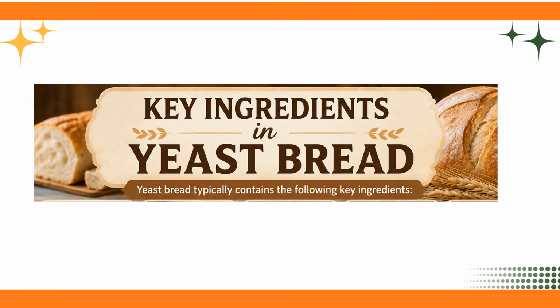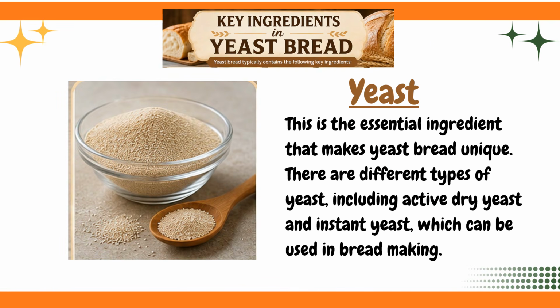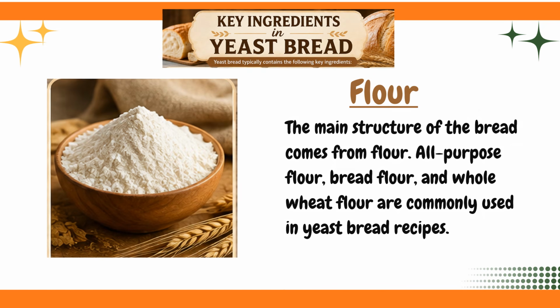The following are the key ingredients in making yeast bread. The first ingredient is yeast. This is the essential ingredient that makes yeast bread unique. There are different types of yeast, including active dry yeast and instant yeast, which can be used in bread making. The flour. The main structure of the bread comes from flour. All-purpose flour, bread flour, and whole wheat flour are commonly used in yeast bread recipes.